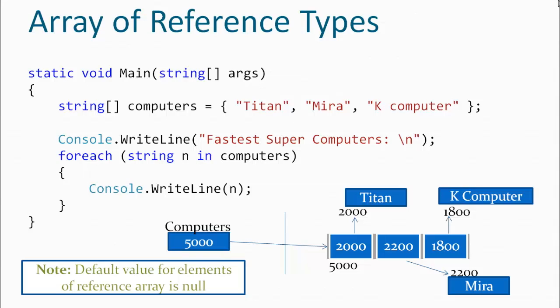And then you can print this array using a foreach loop. One thing you should observe here is that n is of string type, as you are going to copy individual elements of the computers array into n. So first Titan will get copied over here and printed, then Mira will get copied over here and printed like this. Also keep in mind that the default value for a reference type array is always null.